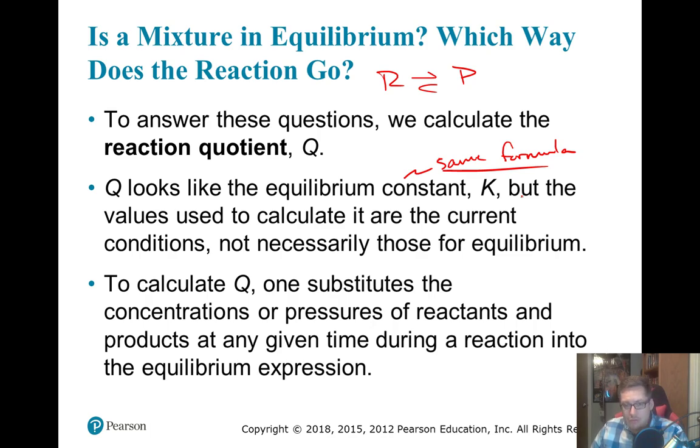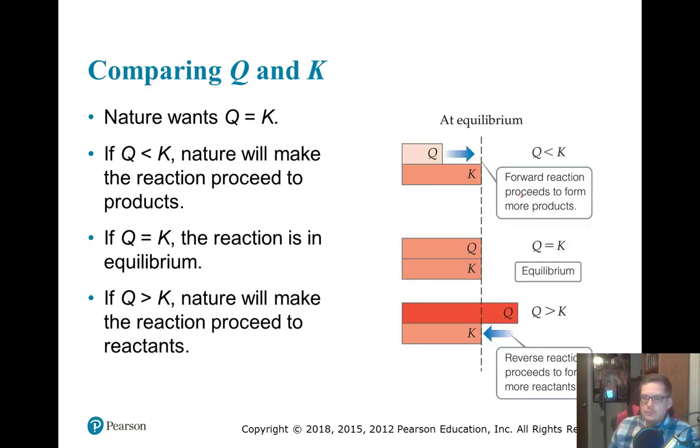Now, our Q could be equal to K, and that would just mean that we're at equilibrium. So all you do is take your current conditions, plug them into your equilibrium expression, and whatever you get, that's your Q value. Based on your Q value, you can tell which way your reaction is going to go, either towards the reactants or towards the products. Nature is always going to try to go towards equilibrium, where Q is equal to K.